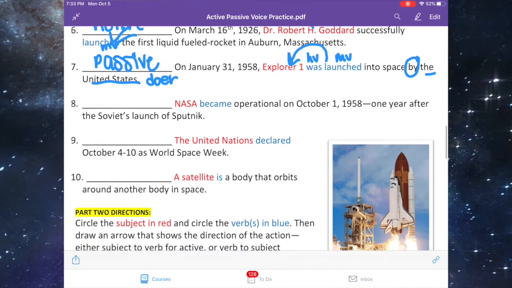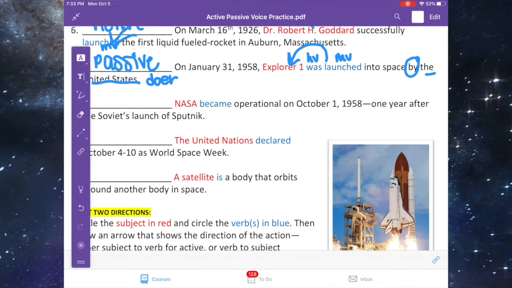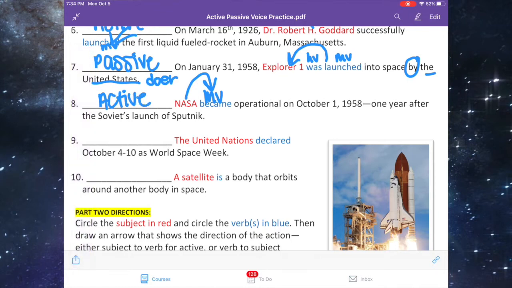Number 8, NASA became operational on October 1st, 1958, 1 year after the Soviets' launch of Sputnik. Here, our subject is NASA, our verb is became. Notice we only have one main verb, there's no other verb here. NASA is the one that became operational, doing the action. This is an example of the active voice.